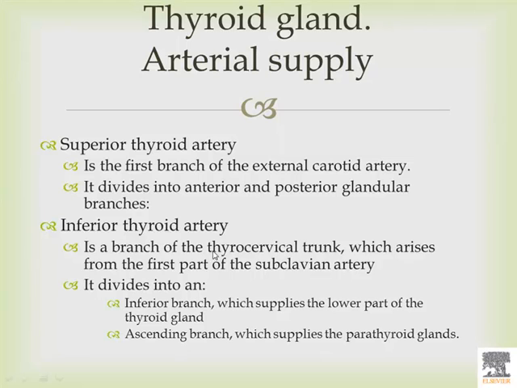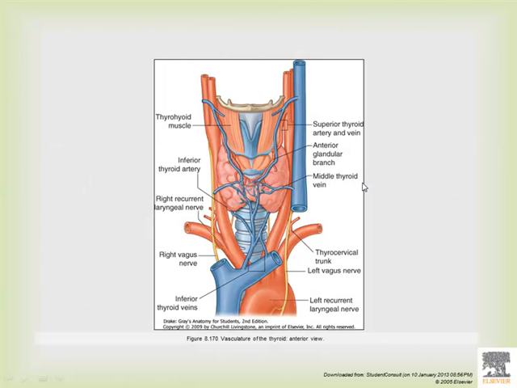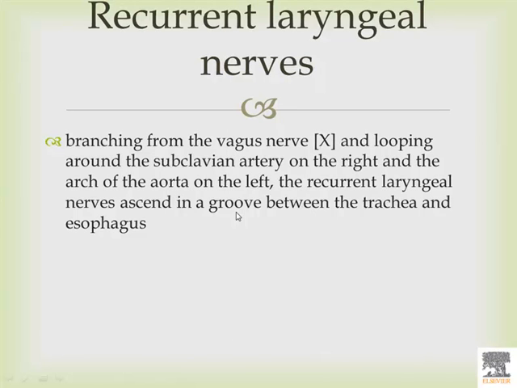But here you have some of the branches that will supply the thyroid gland, the superior thyroid and inferior thyroid. The superior thyroid is a branch of the external carotid. The inferior thyroid is a branch of the thyrocervical trunk, which is the first part of the subclavian artery. As for the venous drainage, we saw the superior thyroid and the middle and inferior thyroid veins, which we talked about already, and the recurrent laryngeal nerve that comes as a branch of the vagus nerve.